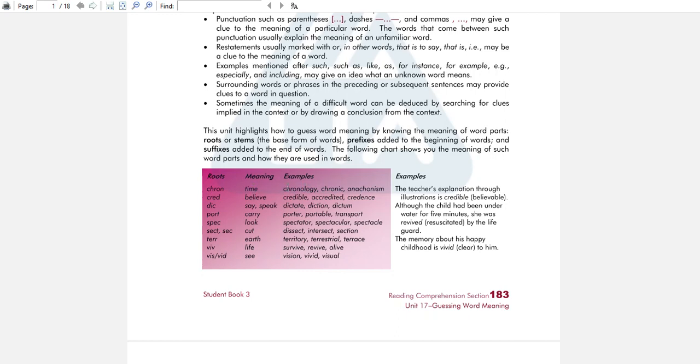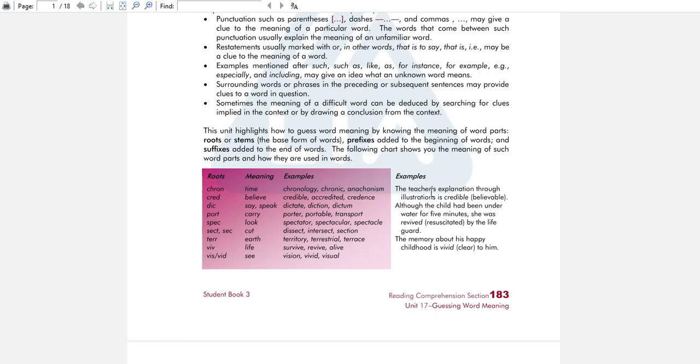Chronology talks about time. Chronic talks about time. Anachronism talks about time. So by knowing the meaning of the root word, you can guess the difficult word, and you combine it with these clues. And then cred, the meaning is belief. For example, credible, accredited, credence. These words have a meaning of belief.